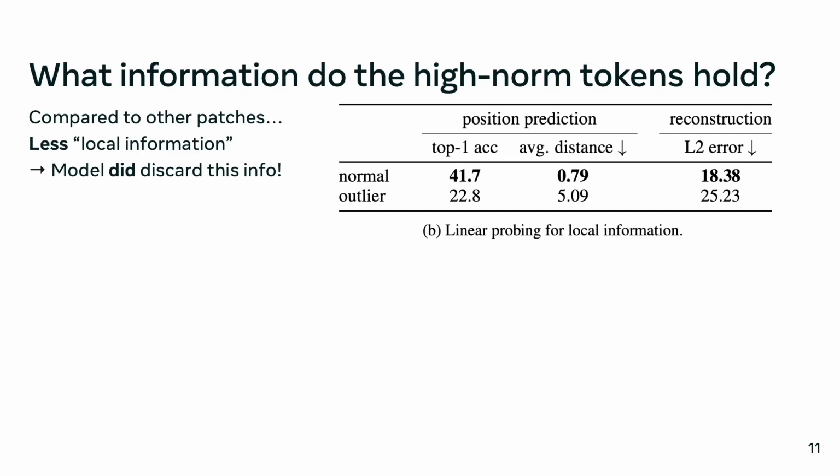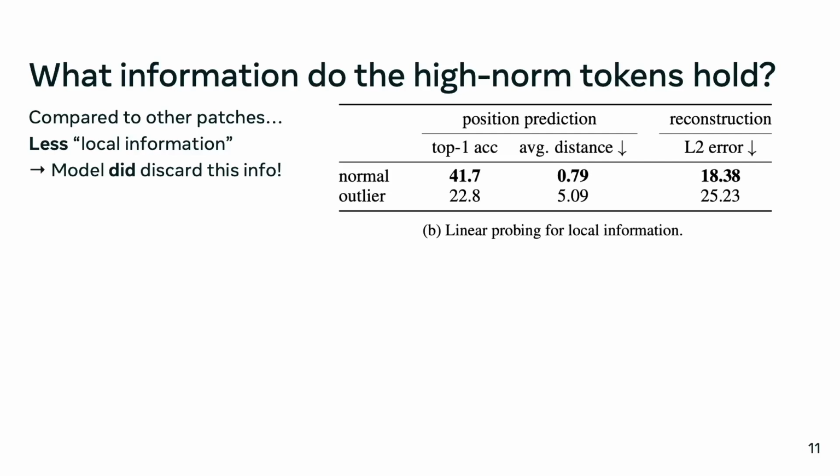Did the model just discard this information? And so for that, you look at these values, you train a linear probe, and you see that if we compare between the outliers and the normal patches, the outliers have much less positional information, lower accuracy, higher average distance, but much less also pixel information in terms of reconstruction. The reconstruction is much more noisy. It's much further away from the actual pixels. So the model did discard the local information that was encoded into it at the beginning of the transformer. That's super weird. There's no incentive for the model to do that. The model needs this information to do classification perfectly. There's no good reason for the model to discard that.